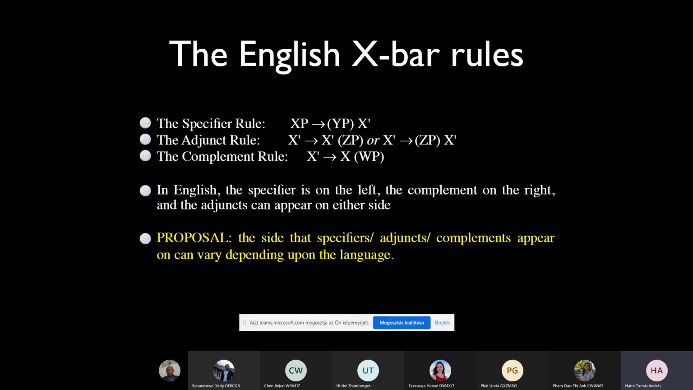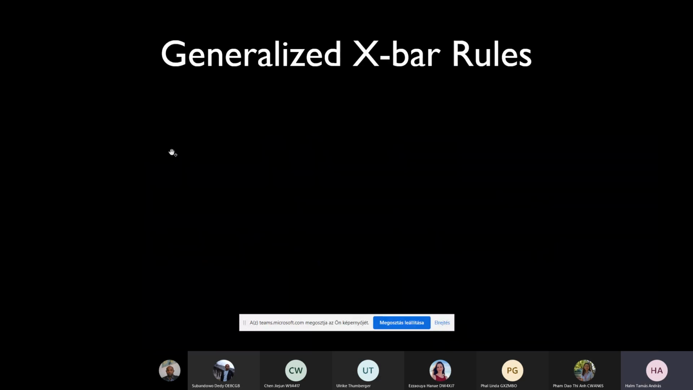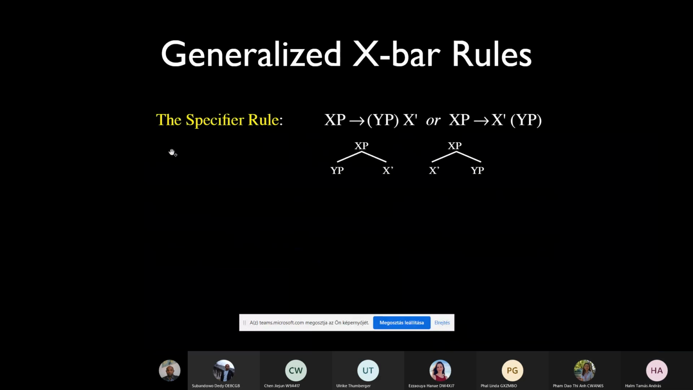And then the proposal is that maybe this is where we have some variation between different languages. So all languages have the X-bar structure, complements, adjuncts, specifiers. The difference between languages is whether, for example, the complement is to the right of the head or to the left of the head. Okay, this is a nice proposal. Let's see how it works in practice. So this would be the proposal.